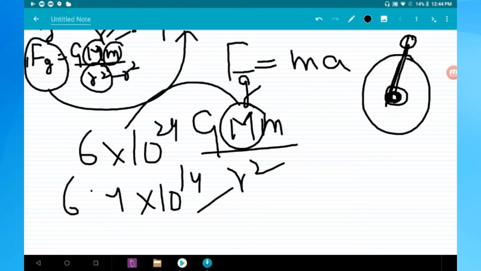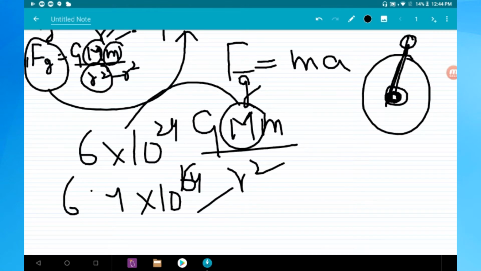I don't think it's 14. Let me just check it again, in exponential form. Just hold on a second. It's actually 6.4 times 10 to the power 6. Yeah, that's what it is.